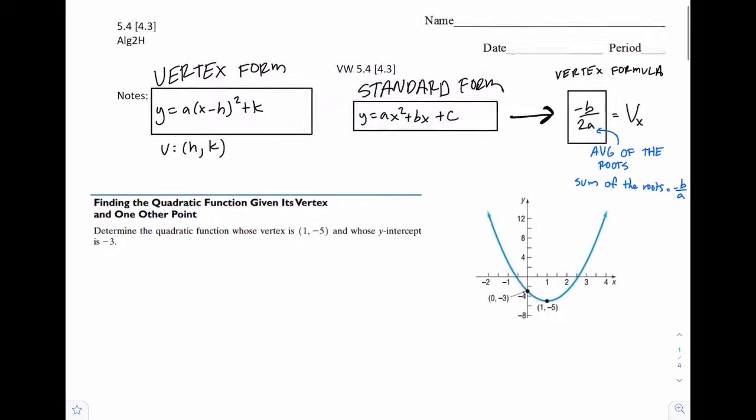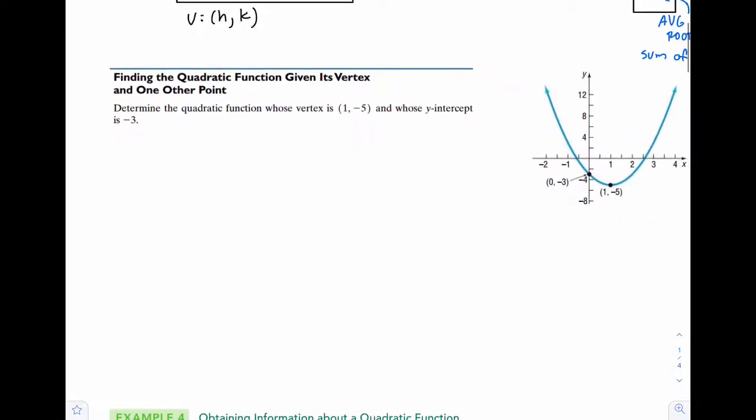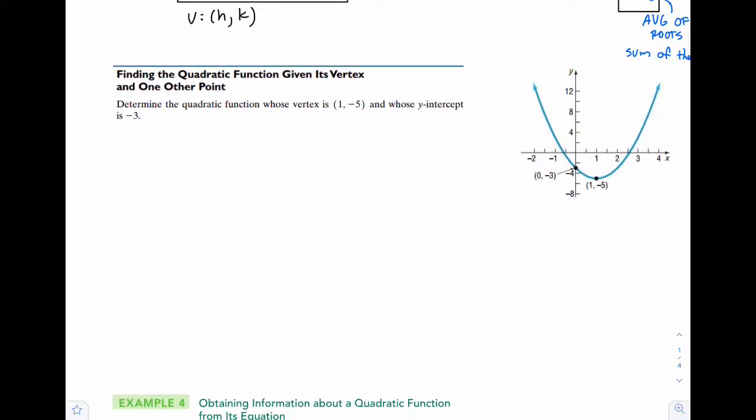Let's go to our first example. Determine the quadratic function whose vertex is 1, negative 5, and whose y-intercept is negative 3. Here's a nice picture right here. So whenever you have a question like this, I'll put a note here, you're going to want to start with vertex form. And the reason for that is because they give you the vertex. So let's plug it in.